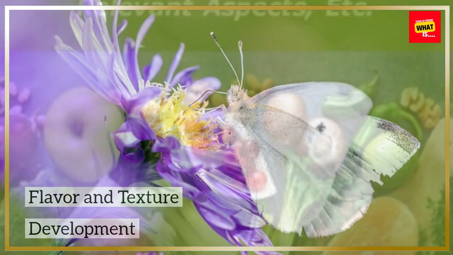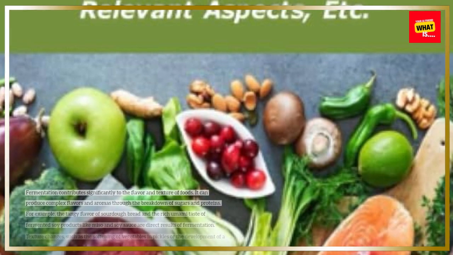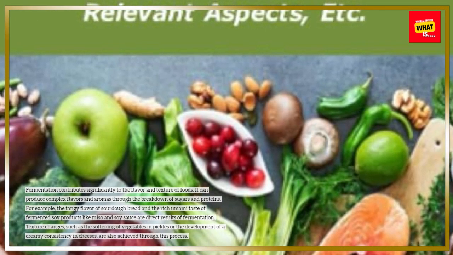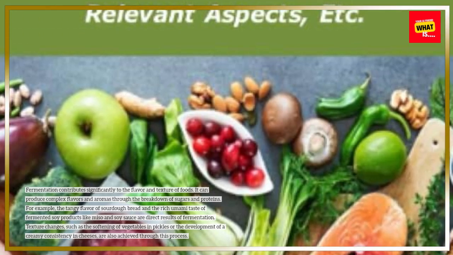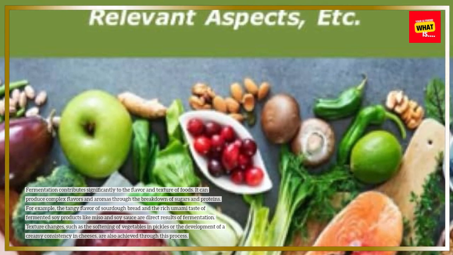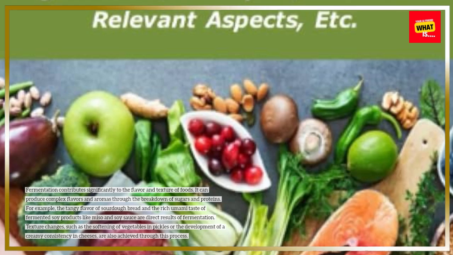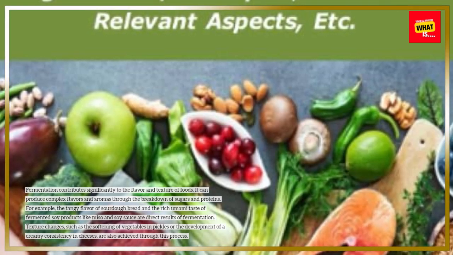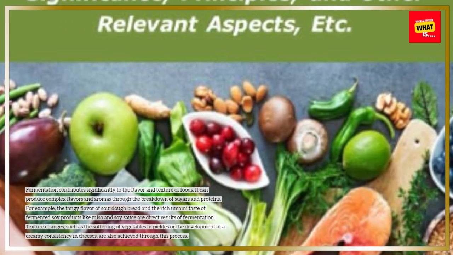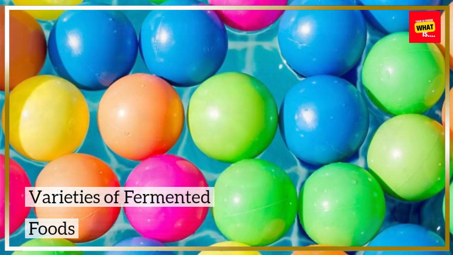Flavor and texture development. Fermentation contributes significantly to the flavor and texture of foods. It can produce complex flavors and aromas through the breakdown of sugars and proteins. For example, the tangy flavor of sourdough bread and the rich umami taste of fermented soy products like miso and soy sauce are direct results of fermentation. Texture changes, such as the softening of vegetables in pickles or the development of a creamy consistency in cheeses, are also achieved through this process.